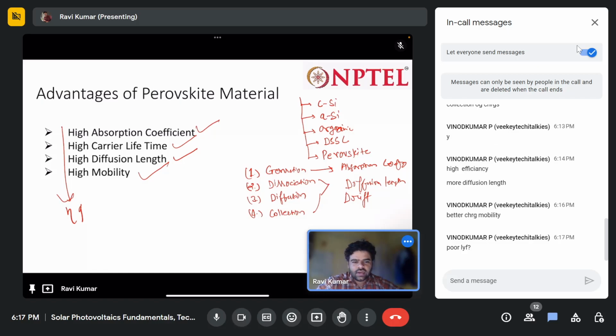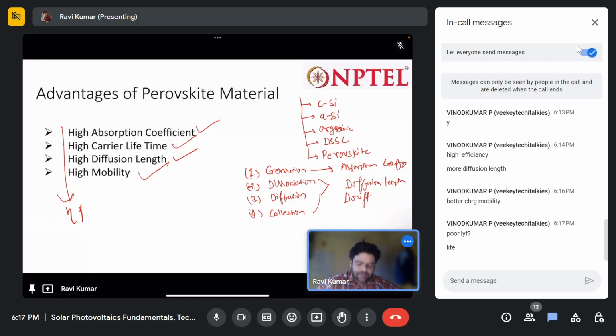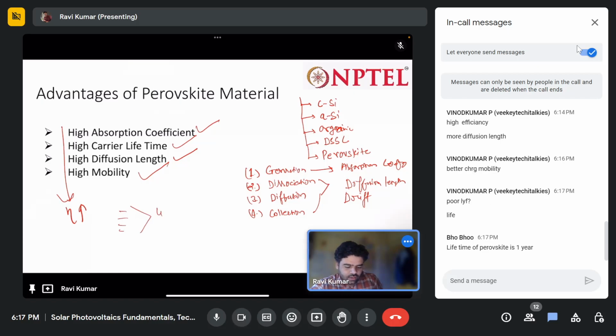Poor life, I am not getting what this is. Are you talking about life? Yes, you are right, but there are a few things that all decide the life. You are talking about life, but there are a few parameters which decide this life. Yes, lifetime of perovskite is 1 year. Yes, but life is a broader term. On what factors does this life depend?